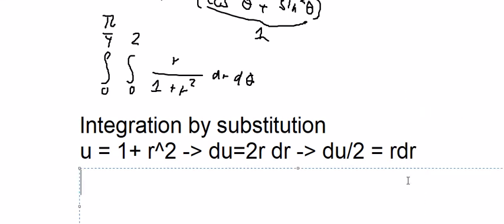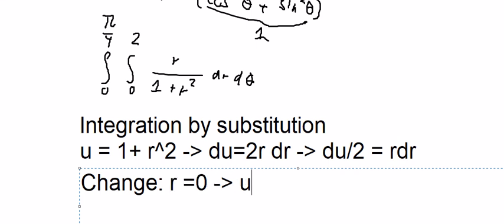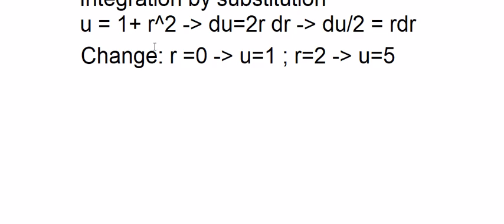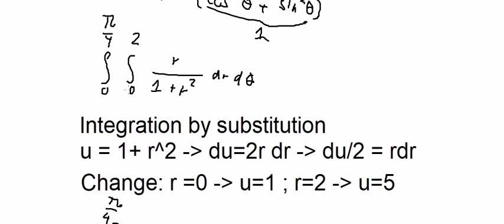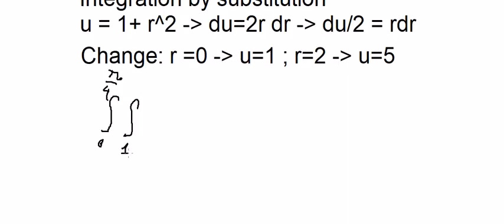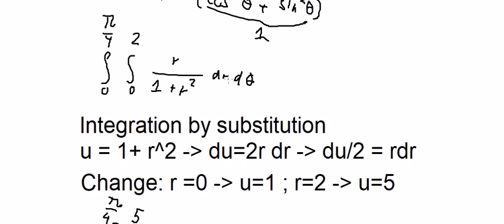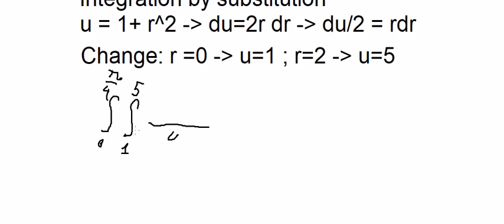Next, we need to change the bounds. If r equal to 0, we get u equal to 1. If r equal to 2, you should get 5. So the 0 in here we change to 1, and the 2 we change to 5. This one we change to u, and r dr we change to du over 2.